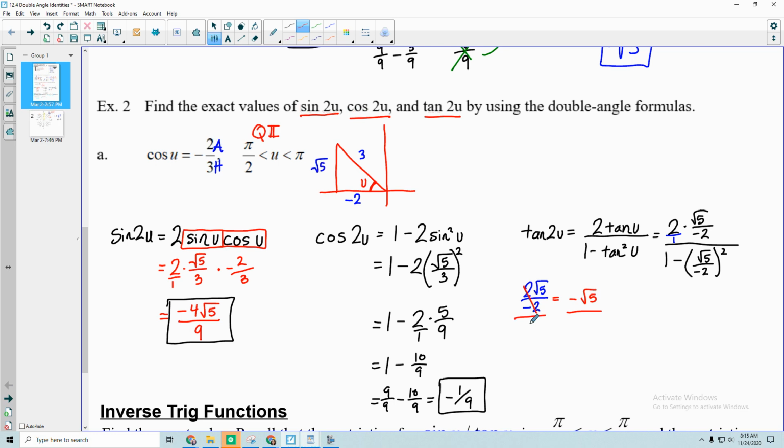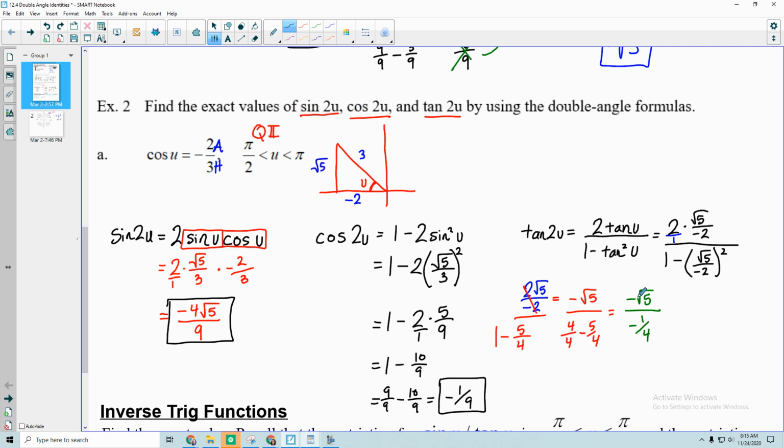And then in the denominator, let's say we distribute the exponent of 2, so I would get 1 minus 5 all over 4, because negative 2 times negative 2 is positive 4. And then I can change that 1 to be 4 over 4. And simplifying that, I get negative 1/4.